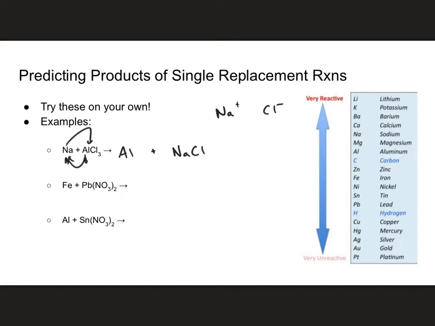So you do have to be careful. Like I was trying to explain on the last slide, it's not always just a one-for-one swap. You have to pay attention to the charges. Aluminum had a +3 charge here, okay? Sodium only has a +1 charge, so the product is just NaCl, not NaCl3. Go ahead and try these other two. We'll ask you questions about them, and then we will analyze and see how you did.